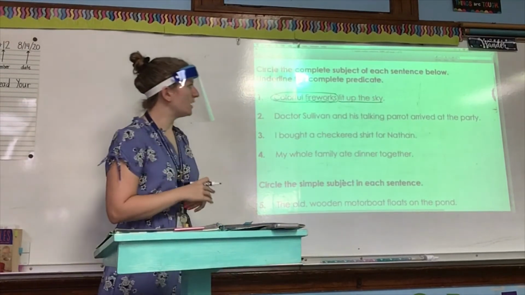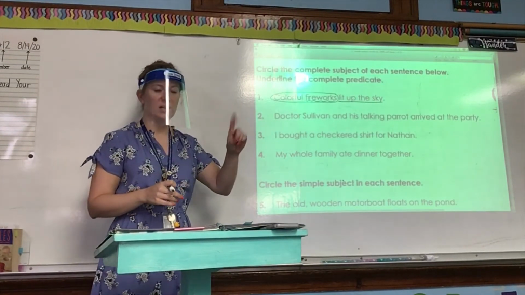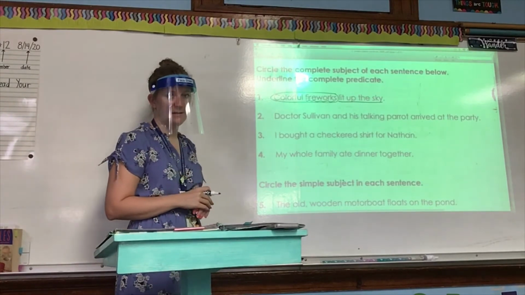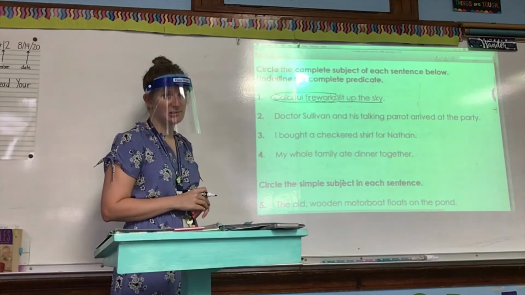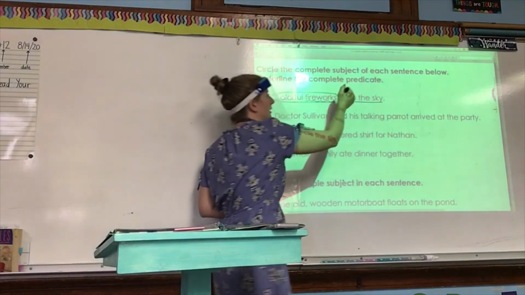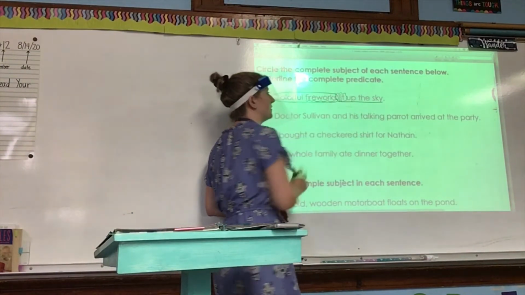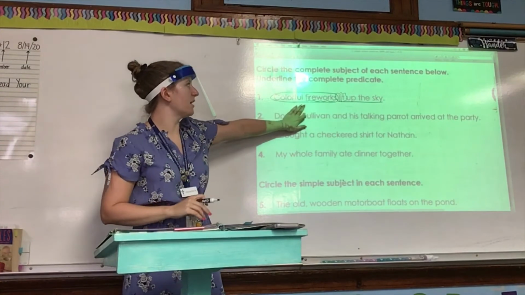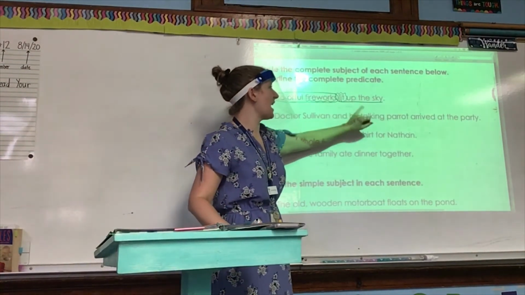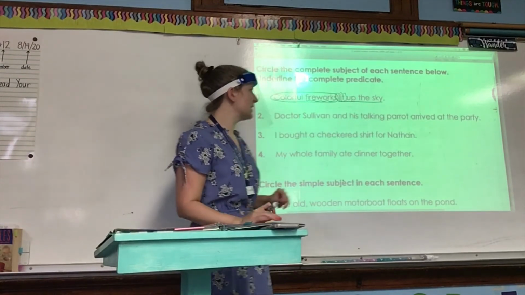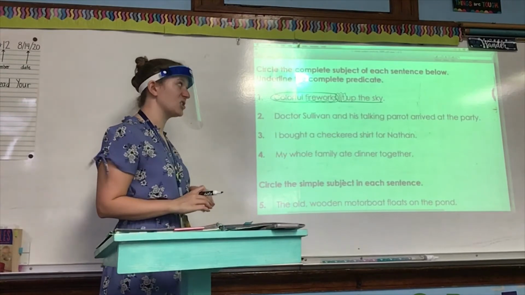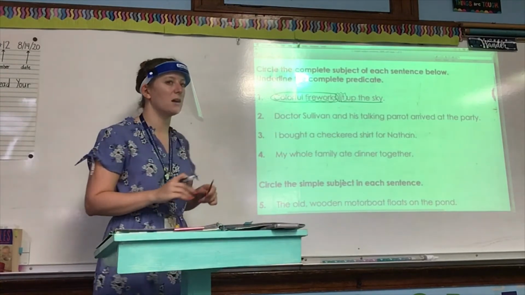Now, Zari, what is the simple predicate? So the one word that tells what happened. Just the one word. Lit up. Is lit up one word? Lit. Okay, so colorful fireworks is the complete subject. Fireworks is the simple subject. Lit up the sky is the complete predicate. Lit is the simple predicate. Number 2, Dr. Sullivan and his talking parrot arrived at the party.